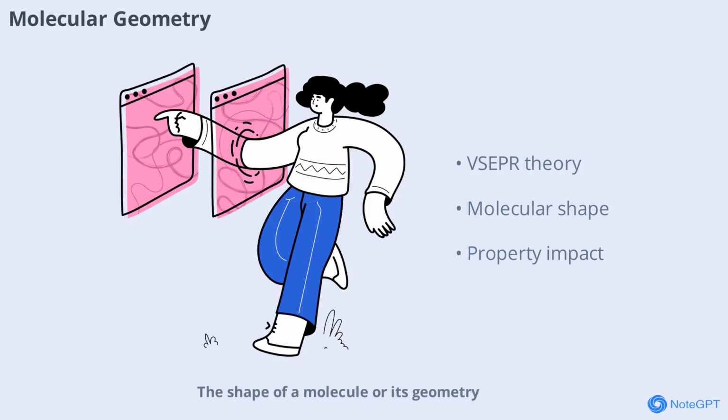The shape of a molecule, or its geometry, is determined by the arrangement of atoms and electron pairs around the central atom. VSEPR theory, valence shell electron pair repulsion, helps predict molecular shapes such as linear, bent, trigonal planar, and tetrahedral. Molecular geometry affects physical and chemical properties including polarity and reactivity.